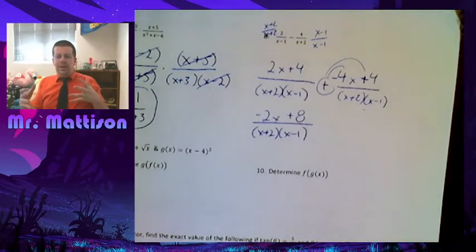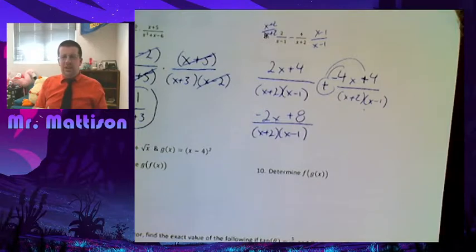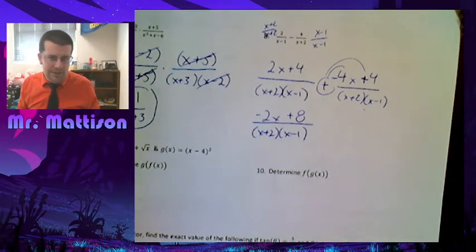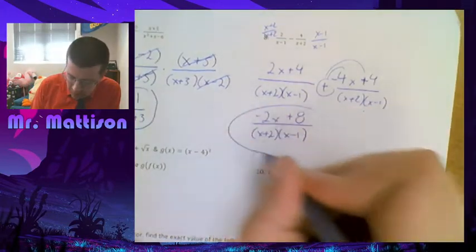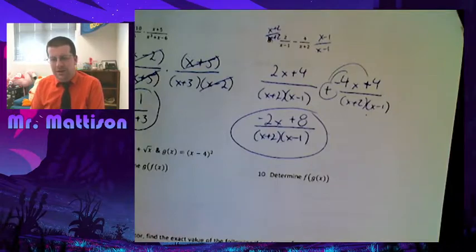I could pull out a common factor of 2 on the top, but again, that's not going to help me cancel anything out, so there's not a benefit in me doing it. It's not wrong, it's just not necessary. So we'll call it good, and that's our solution.